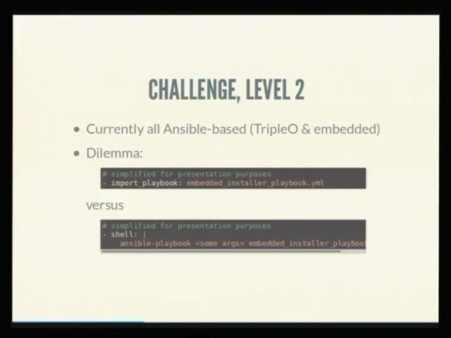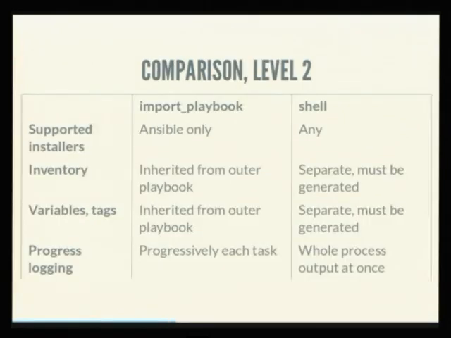So the one way we could do the integration is just to import the playbook from the external installer. The other way would be to run it as a sub-process. We actually had quite a lot of discussion around this, because it's not entirely obvious what you should pick because of the benefits and drawbacks. So with import playbook, you can obviously integrate only Ansible embedded installers. With the shell method, you can shell out to any process.